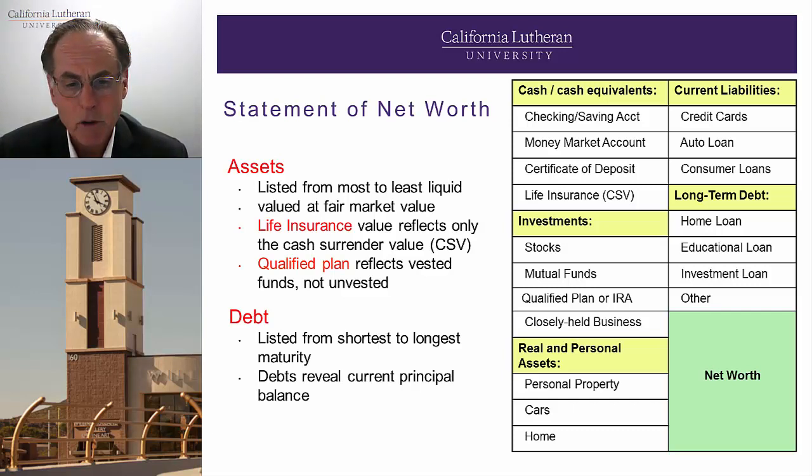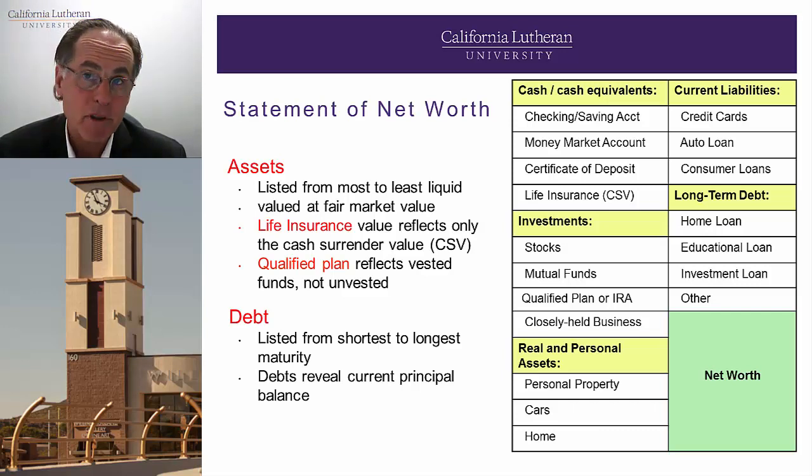Similarly, if a client purchased a car for $60,000 and the blue book value on it is now $15,000, then $15,000 should appear on this statement. The client may have a life insurance policy for $1 million. That amount would go to the beneficiary. The only amount that would appear on the statement of net worth is the cash surrender value.